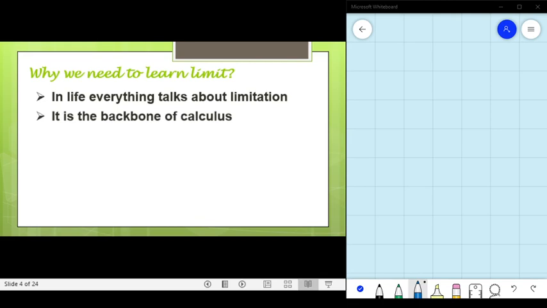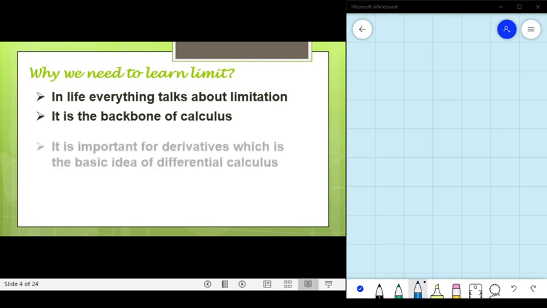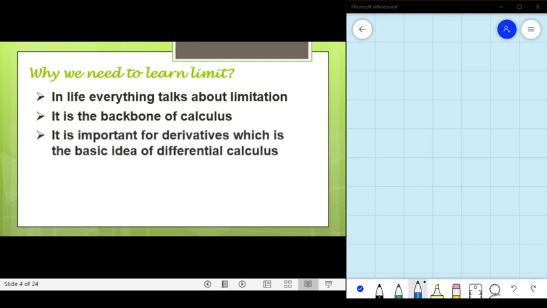And limit is the backbone of calculus. So if you cannot pass limit, you will still fail calculus. It is also important for derivatives, which is the basic idea of differential calculus.